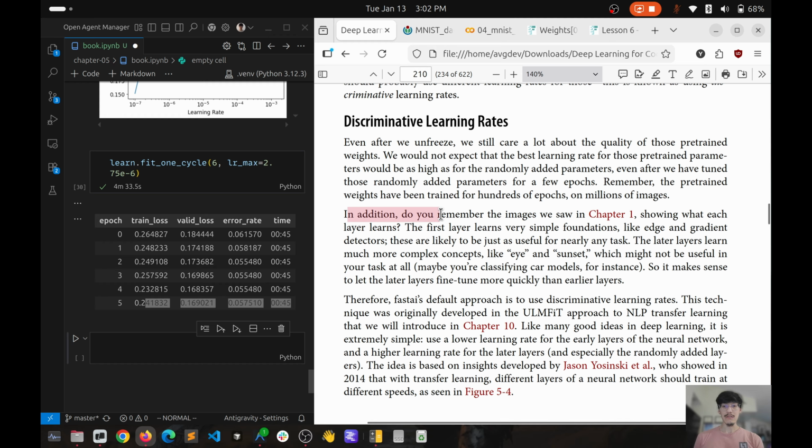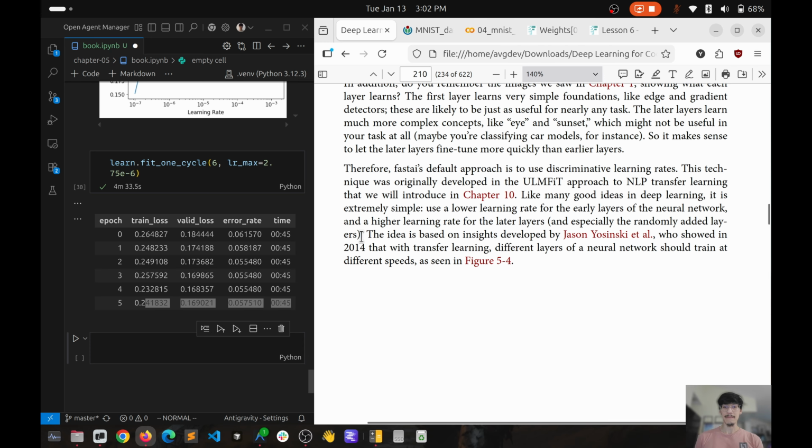In addition, do you remember the images that we saw in chapter 1 showing what each layer learns? The first layer learns very simple foundations like edge and gradient detectors. These are likely to be just as useful for nearly any task. The later layers learn much more complex concepts like eye and sunset, which might not be useful in your task at all. Maybe you're classifying car models, for instance. So it makes sense to let the later layers fine-tune more quickly than earlier layers.